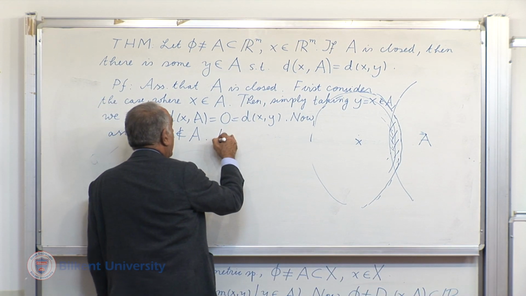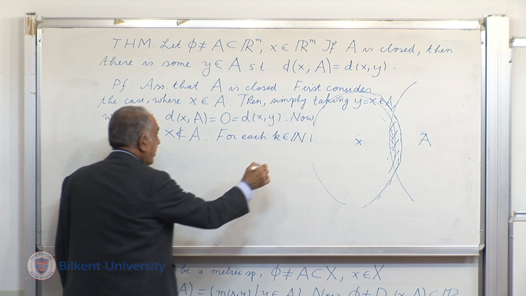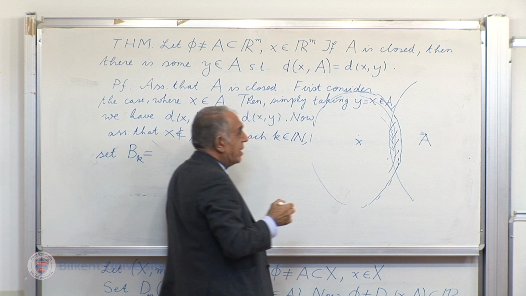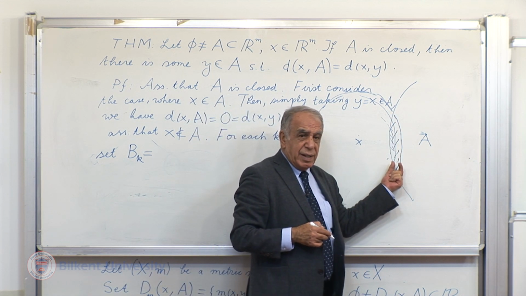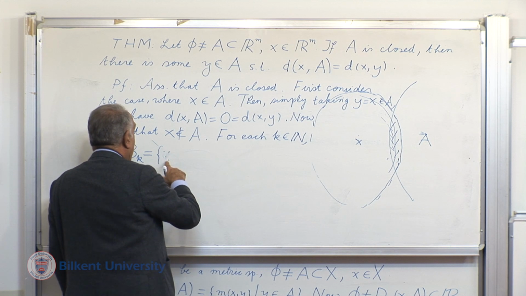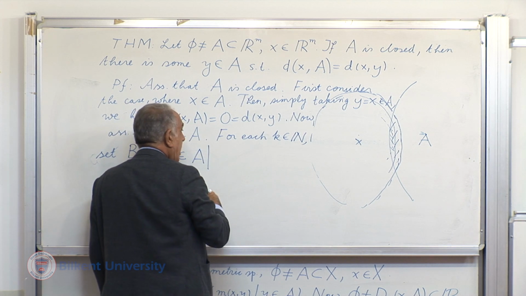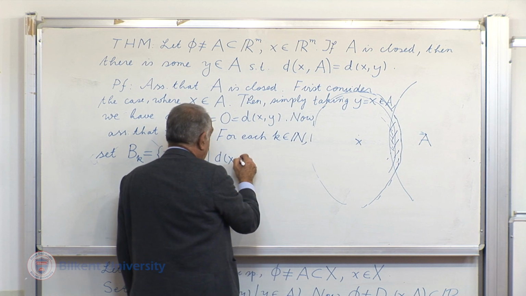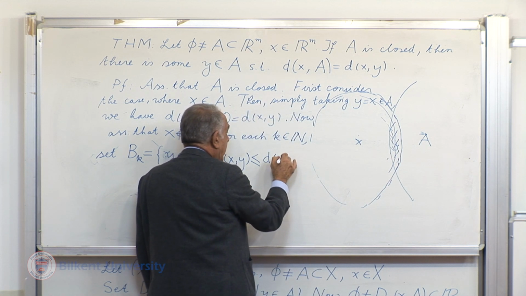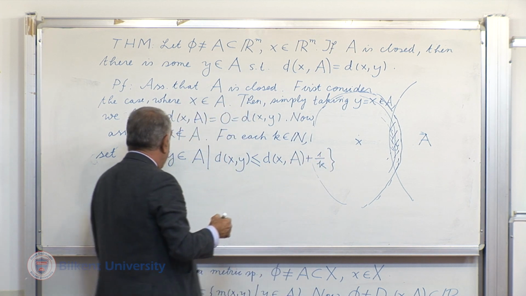So for each k in N, set B_k equal to, well, in fact, I can directly formulate this intersection instead of taking the ball first and then intersecting it. Let this consist of all, let me write y, because x is a particular fixed member of R^m, y in A, such that d(x,y), its distance from x, is less than or equal to the distance of x to A plus some increment which we take as 1 over k in this case.